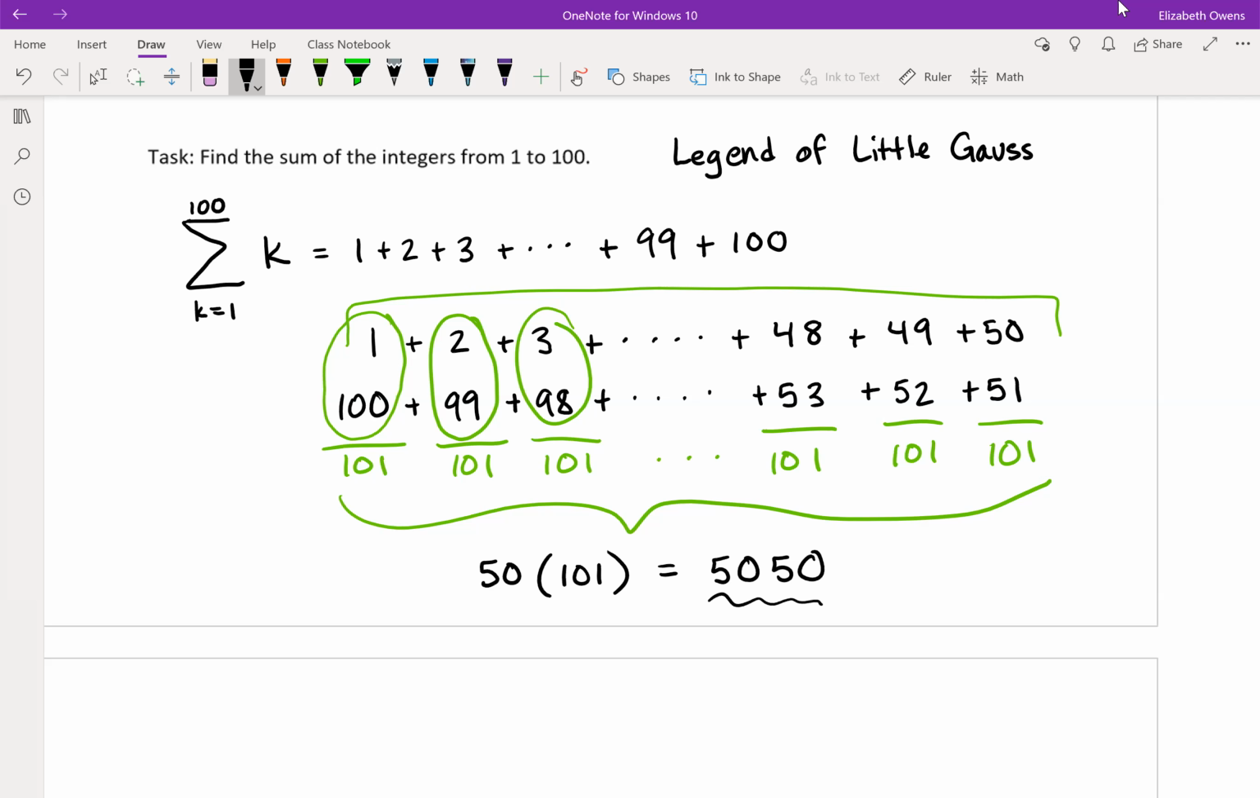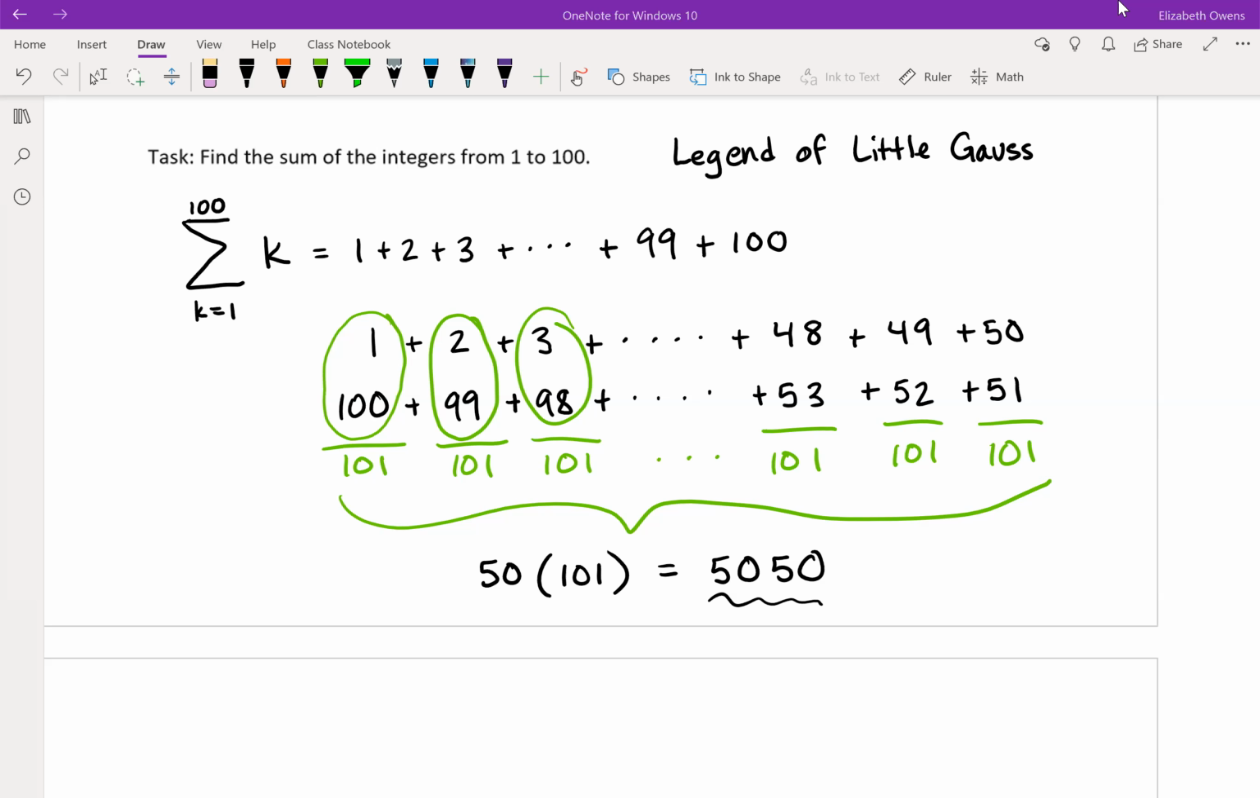I know, right? Wow. So little Gauss was brilliant. I am amazed by this story. Yeah, I hope this really happened because this is pretty cool. And yeah, we all get to reap the benefits of this.